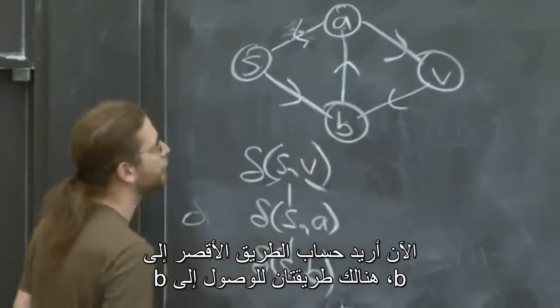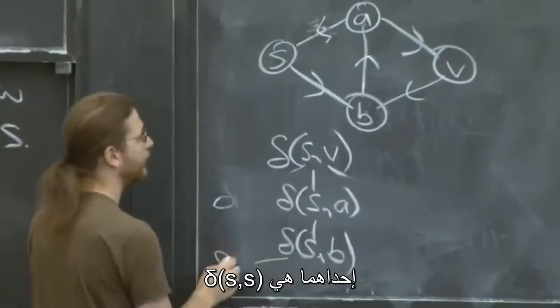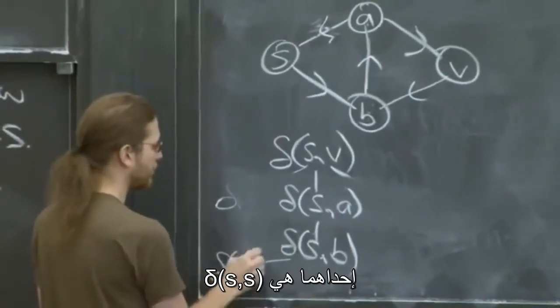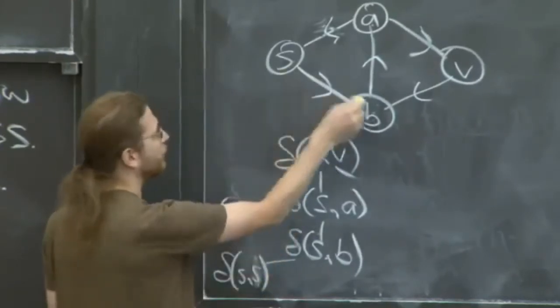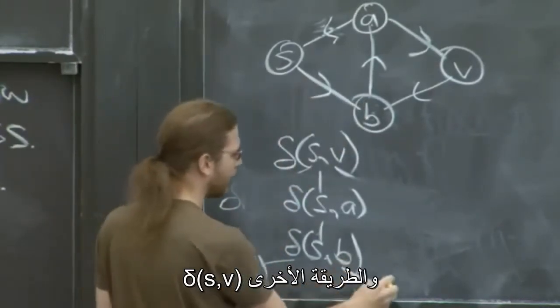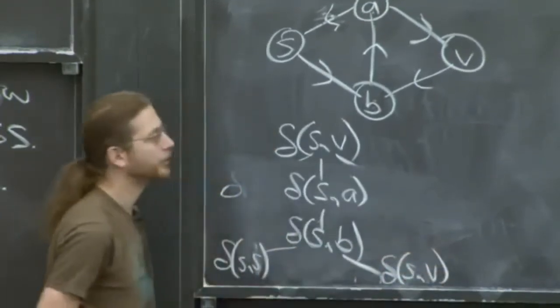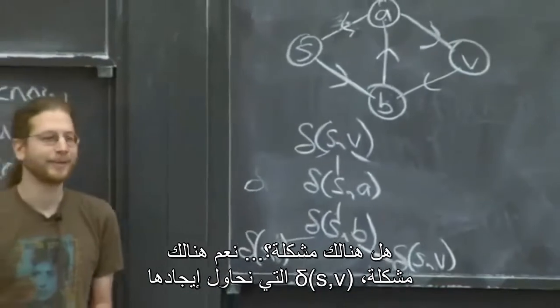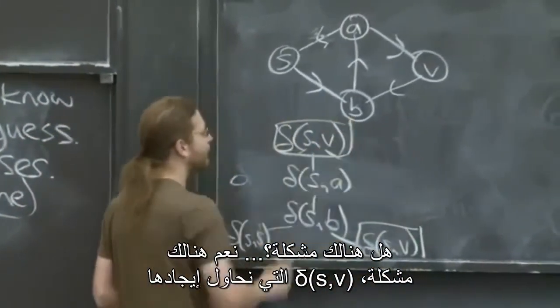Now I want to compute the shortest path from b. Well, there's 2 ways to get to b. One of them is delta of s comma b. Sorry, s comma s came from s. The other way is delta of s comma v. Do you see a problem? Yeah. Delta of s comma v is what we were trying to figure out.